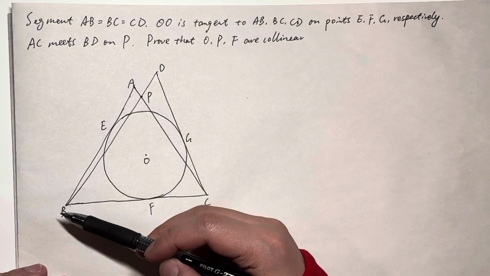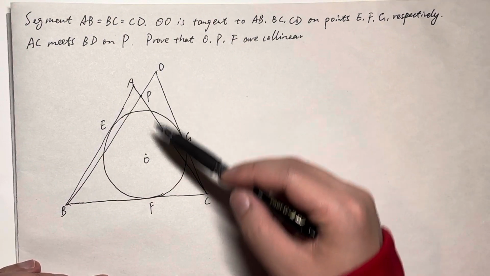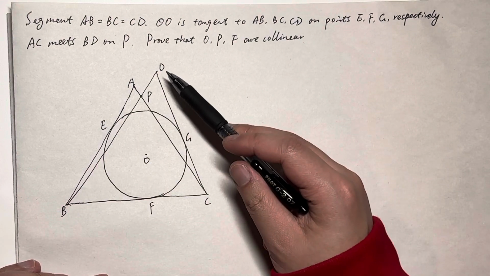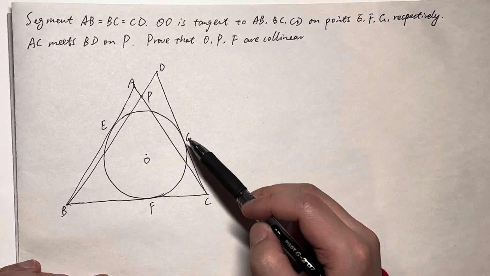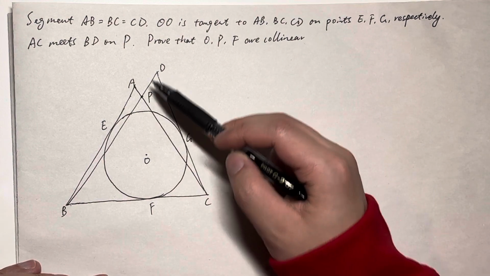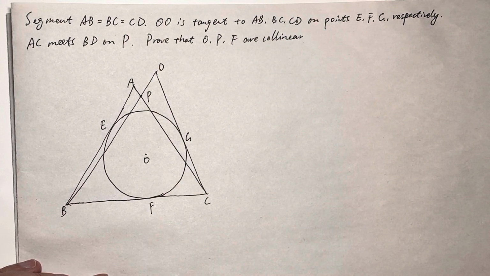Here is a problem. Segment AB equals BC equals CD. Circle O is tangent to AB, BC, CD at points E, F, G respectively. AC meets BD at P. Prove that P, O, F are collinear.